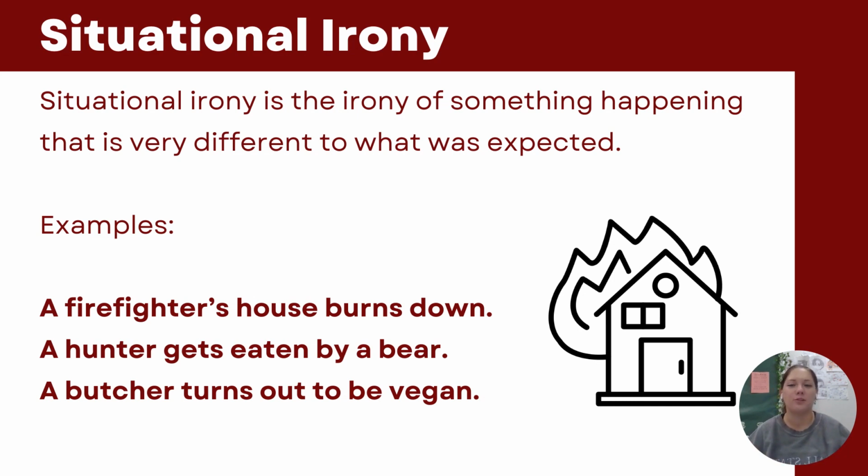Or like a butcher turns out to be vegan. People who are vegan don't eat meat or animal products. And so a butcher is somebody who butchers meat. So it's ironic that he turns out, or they turn out to be vegan. So that's situational irony, when something happens or information is brought up that is different to what was really expected.